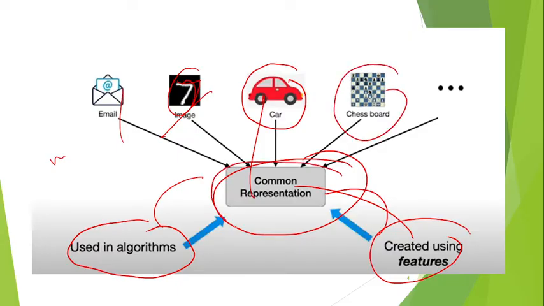Then common representation. What is the common representation? How are you doing it? Then you are using an algorithm. Based on your input and then the algorithm, we are going to predict this. This is nothing but the features which you are going to present.